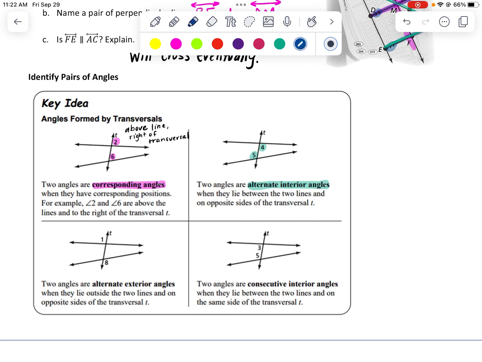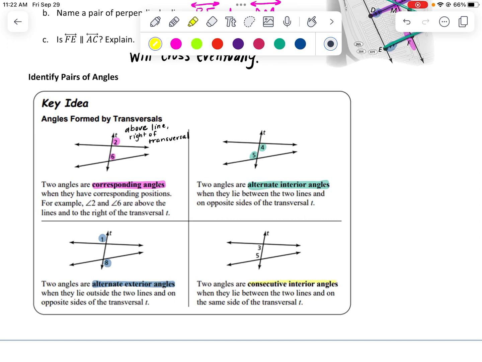Okay, let's go ahead and do alternate exterior angles. So again, alternate means opposites, right? On opposite sides. And then not inside the lines, but exterior, we're outside the lines. And so we see this at angle 1 and 8, or they could be on the other exterior, and we'll see that on the second page.